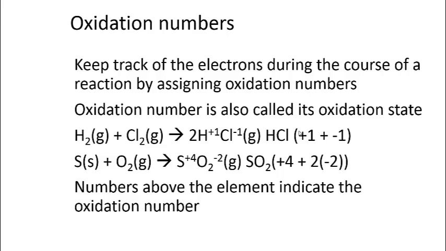So we see for HCl, positive 1 plus negative 1 is equal to 0, so it's a neutral compound. Sulfur dioxide, positive 4 plus 2 times negative 2 is also 0, because it is also a neutral compound.